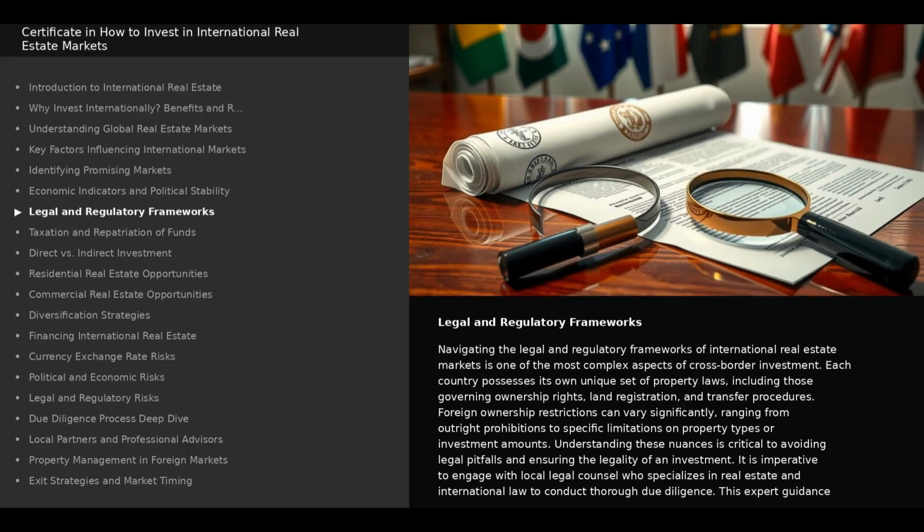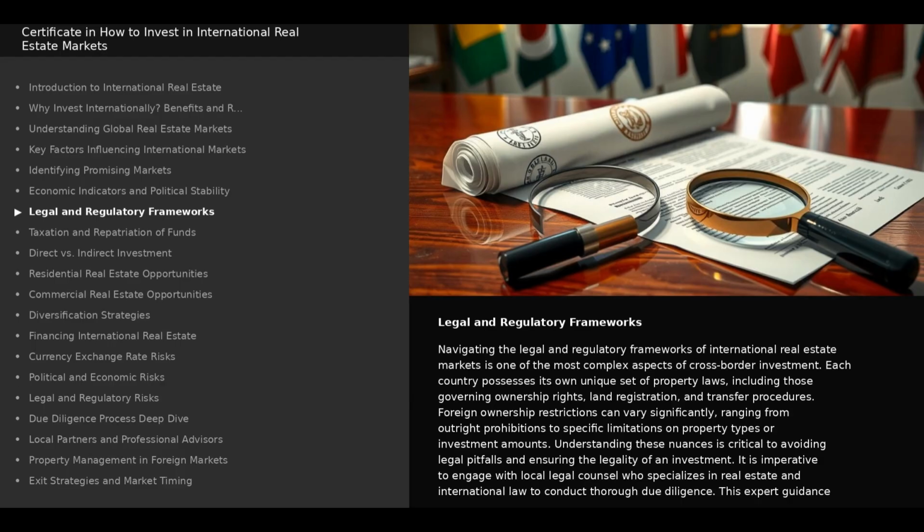Legal and regulatory frameworks. Navigating the legal and regulatory frameworks of international real estate markets is one of the most complex aspects of cross-border investment. Each country possesses its own unique set of property laws, including those governing ownership rights, land registration, and transfer procedures. Foreign ownership restrictions can vary significantly, ranging from outright prohibitions to specific limitations on property types or investment amounts. Understanding these nuances is critical to avoiding legal pitfalls and ensuring the legality of an investment.